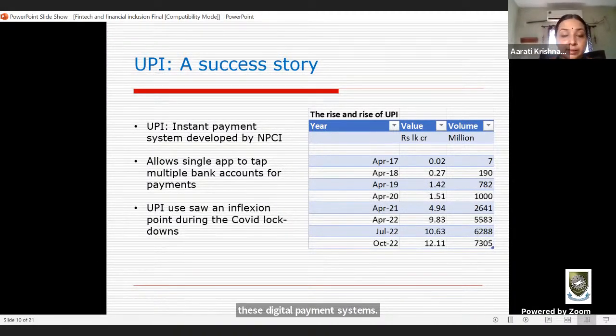UPI particularly has attracted accolades throughout the world. Other countries are also talking of how they can transition their cash-based economies to a digital payments economy. This table shows you how fast UPI has grown. You can see that the COVID period, April 2021, was the inflection point, when UPI payments have gone up tenfold from that level. In 2020, only 1 lakh crore of payments were made through UPI. Now it is close to 12 lakh crore of payments in a month.